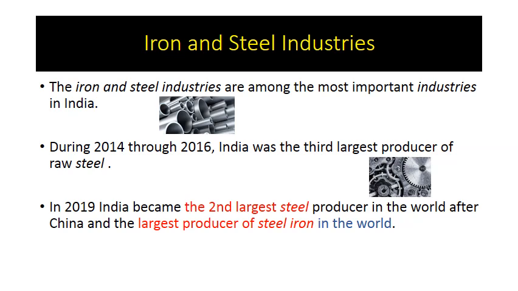During 2014 through 2016, India was the third largest producer of raw steel. But dear students, in 2019, India became the second largest steel producer in the world after China, and the largest producer of steel iron in the world.